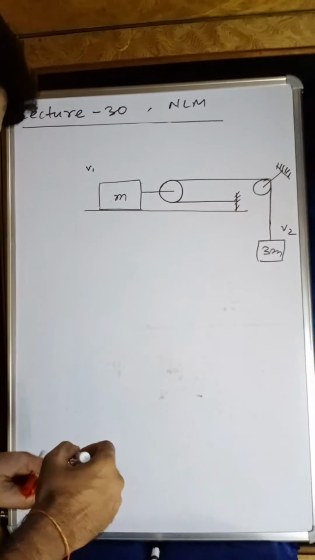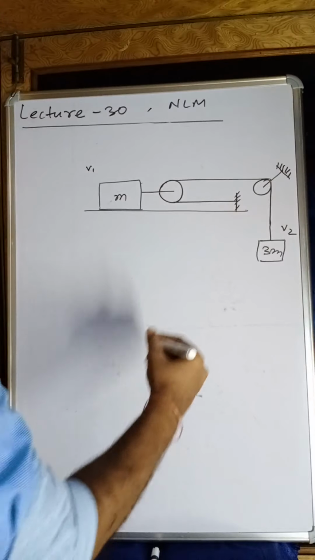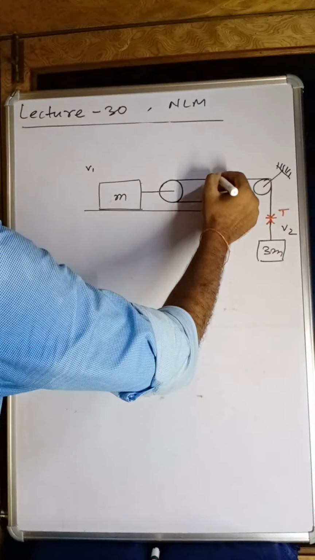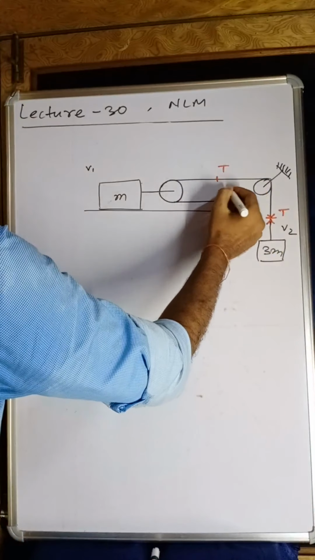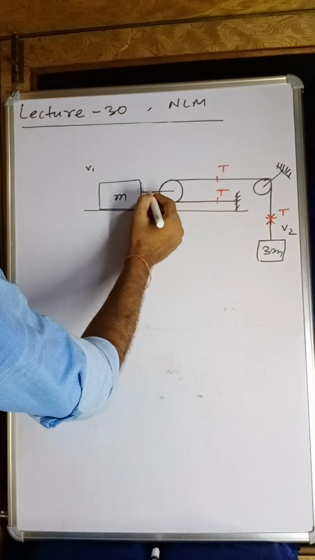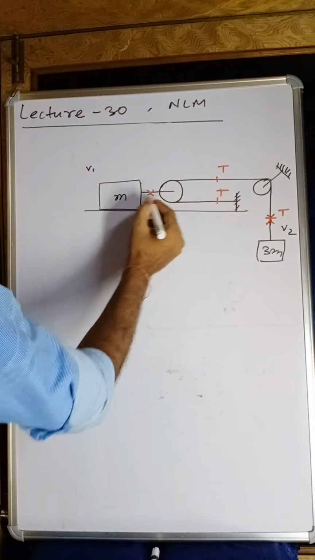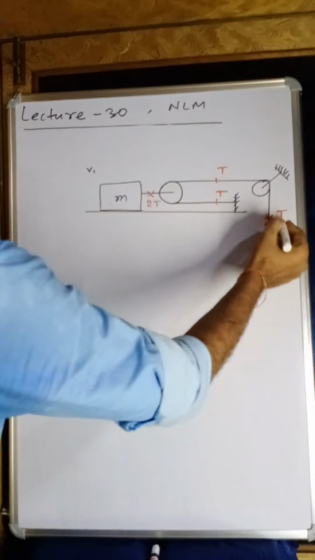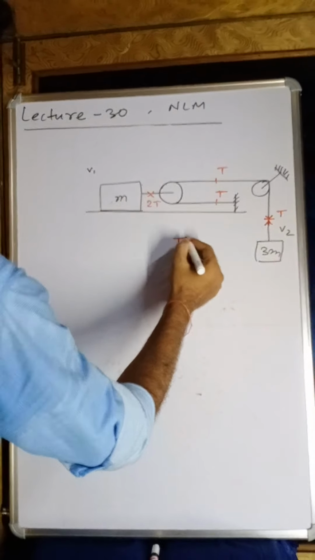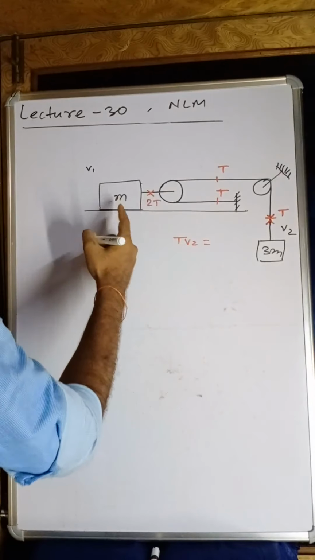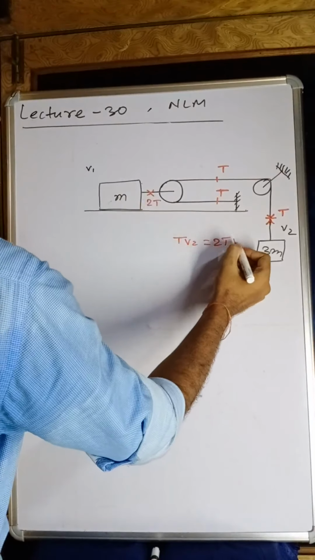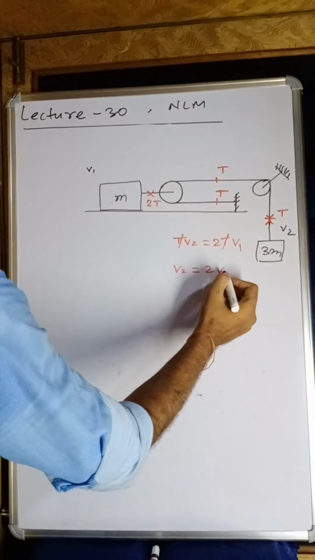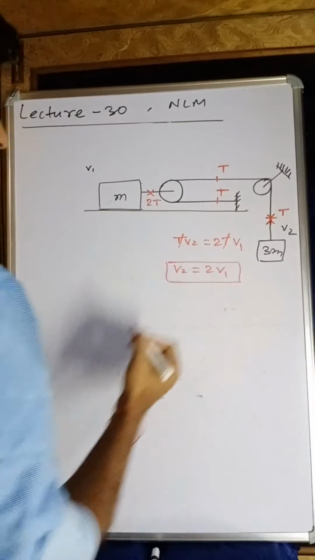Here, the tension we will represent, suppose it is T. Okay, so this will be T, this will be T, and this will be the tension 2T. Am I right? Yes, it is 2T. Now, we can write here that T V2 is equal to 2T V1. So the T will be cancelled out. Then V2 equals 2 V1. This is the one relation.